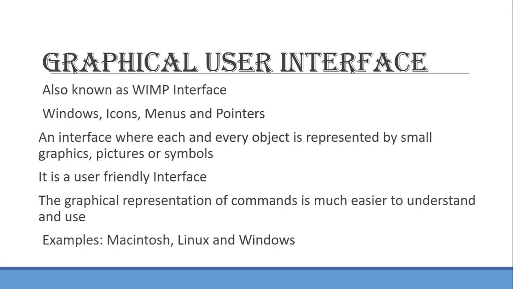So here are the examples of graphical user interface. We have Macintosh. The short form for Macintosh is Mac. That is for your Mac computers, that is Macintosh computers, right? PCs, laptops. Then we have Linux and Windows. Friends, Windows and Linux are similar.